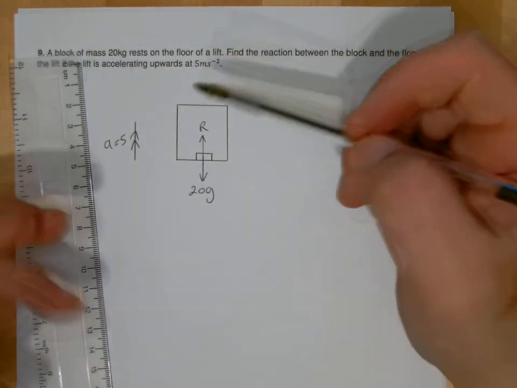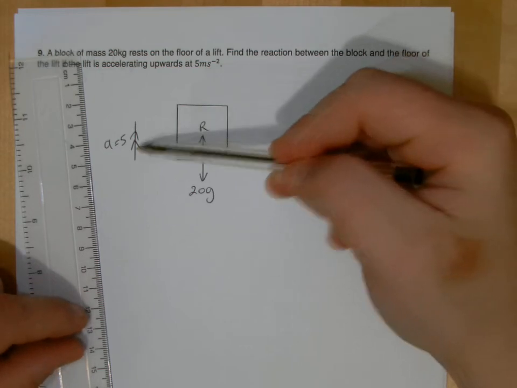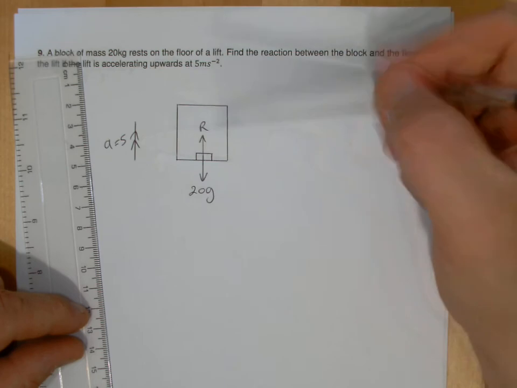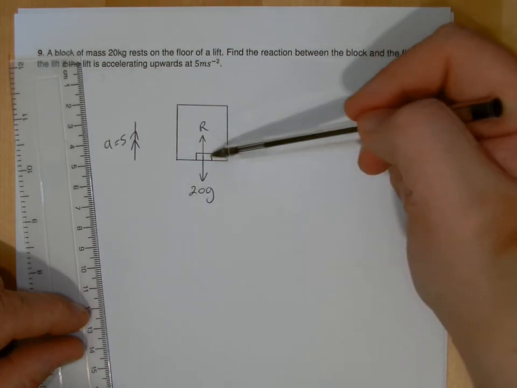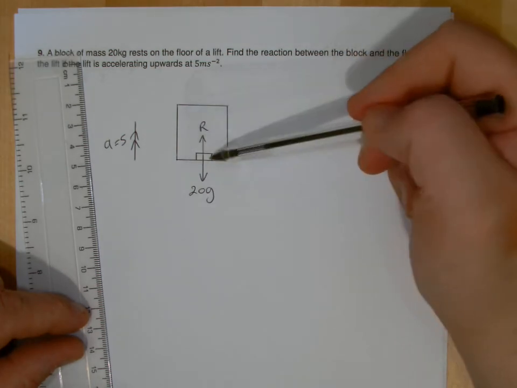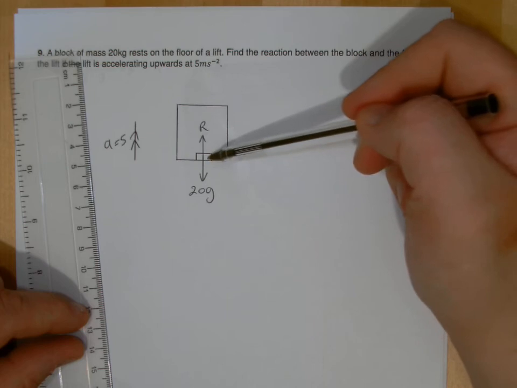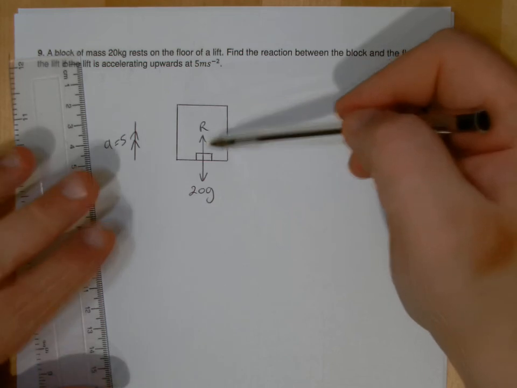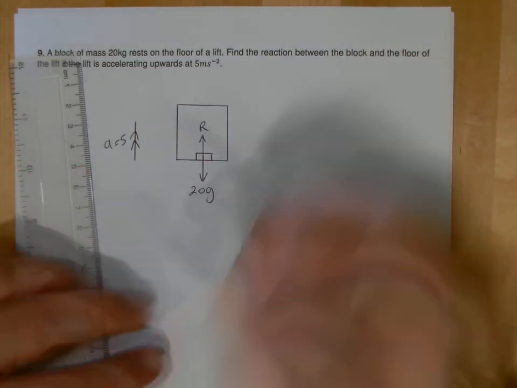It's important for you to get your head around this: if the lift is accelerating at 5 meters per second squared upwards, so is the block as well, yeah? Because whatever the lift is doing, the block is doing also. So this block is actually accelerating upwards. That means we have a resultant force. The resultant force is not equal to 0.